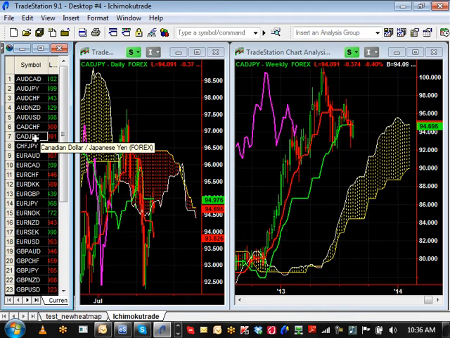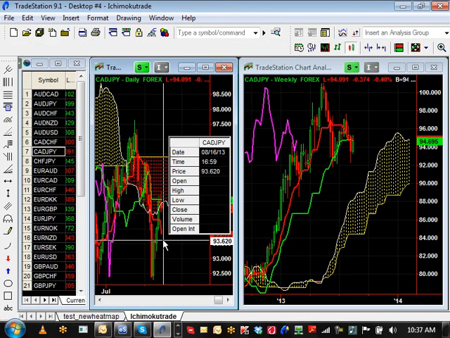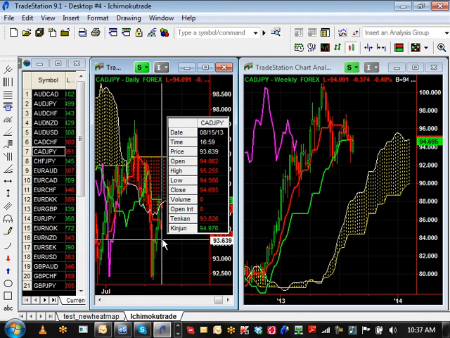CAD Yen, really not doing anything at all right now. Just kind of hovering around. It closed here. You could see Friday. A lot of people were trying to go short here, and it closed here. You could see here on Friday. Just one thing I'm checking here.